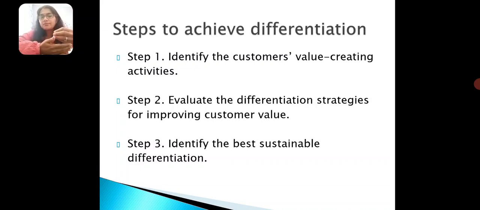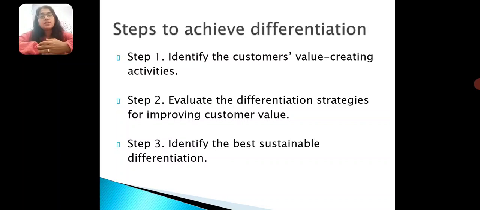So identify what is that. Maybe the entire dial is made of diamond, maybe the case is made of pure platinum, isn't it? So that gives a completely different image for the consumer. So identify what are the value creating activities. Then evaluate the differentiation strategies for improving customer value. So here identify through which way, by doing what.